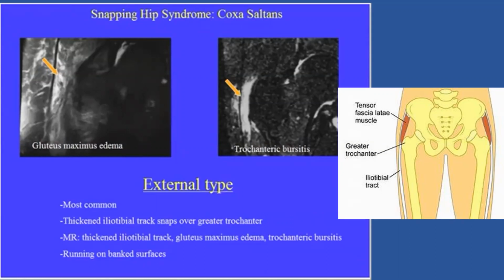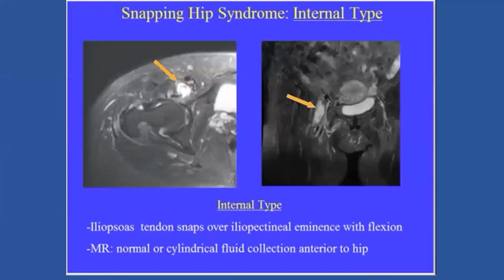Okay, so you'll have thickening of the iliotibial tract on magnetic resonance imaging, and also of the gluteus maximus. You have a trochanteric bursitis, and this occurs with running on hard surfaces. This shows it further, showing you the increased signal intensity. So you have to be very careful about this.